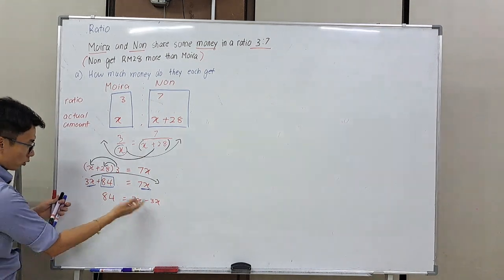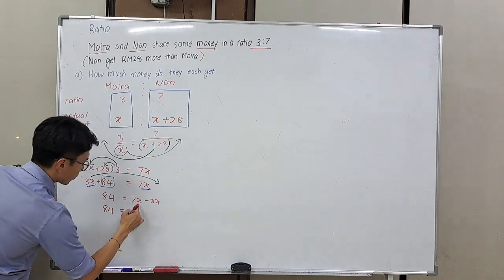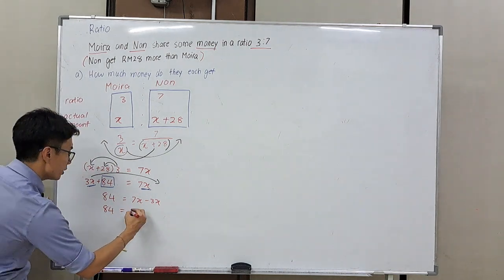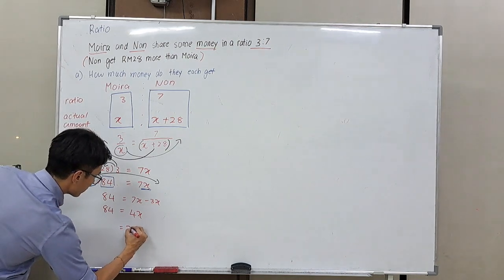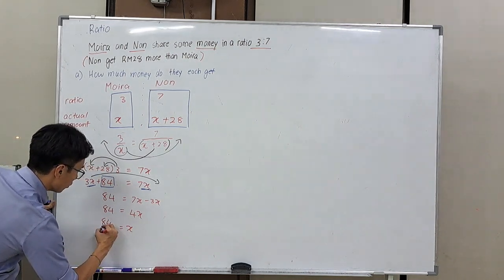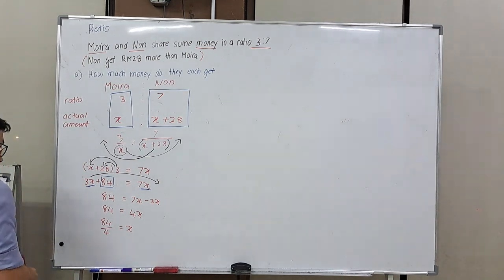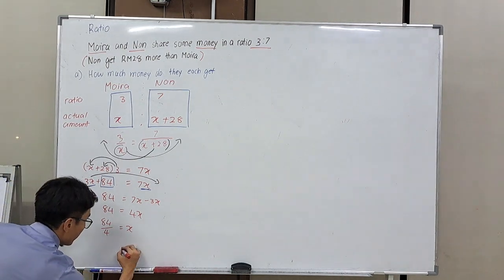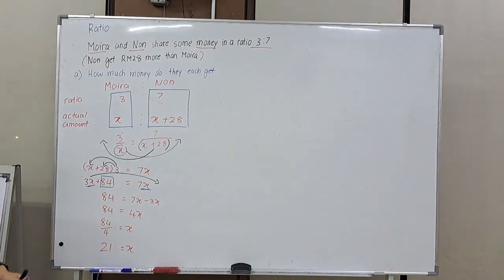So what do I have in the end? 84 equals 7 minus 3, which gives me 4x. And then x is going to equal 84 over 4. And that will give me x equals 21.